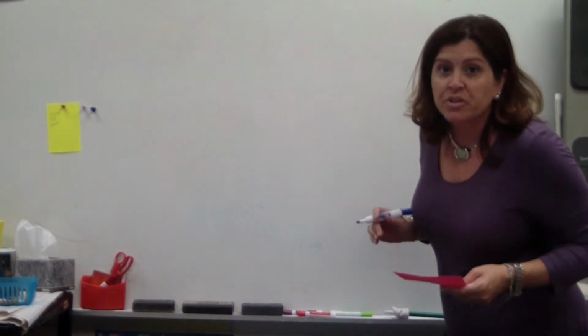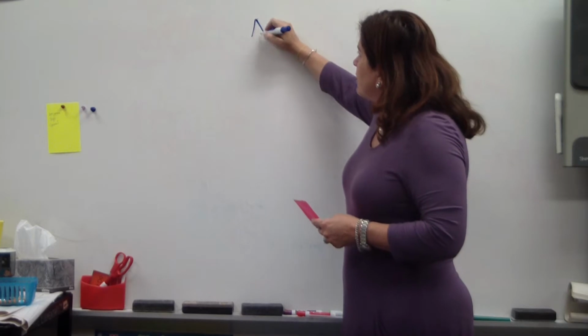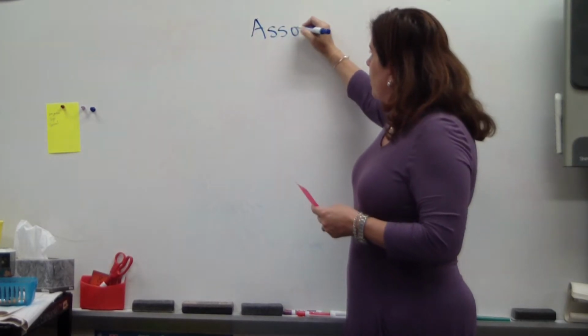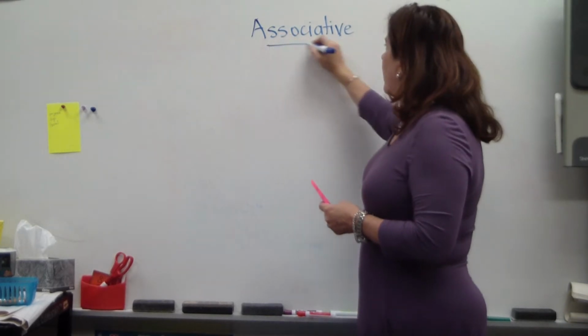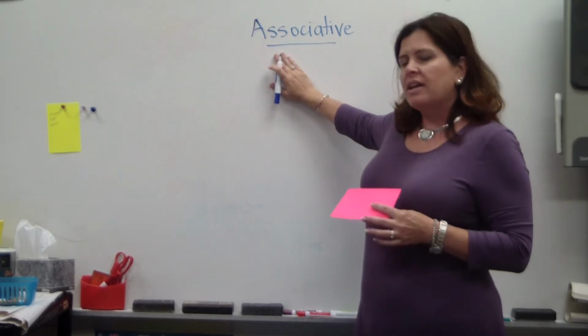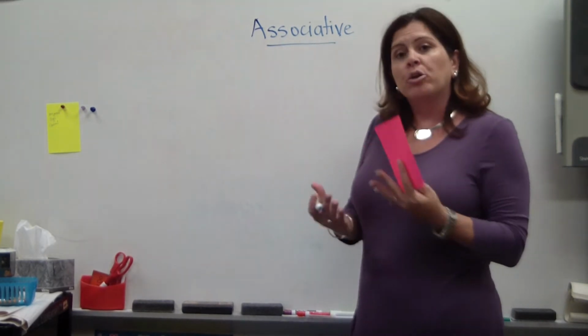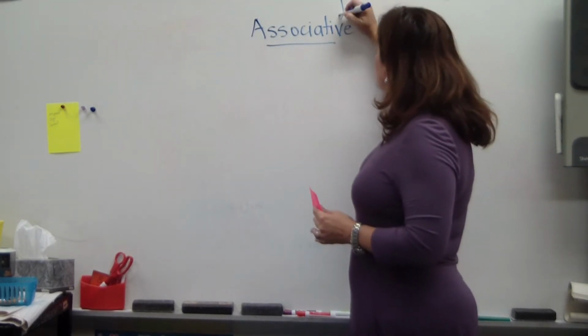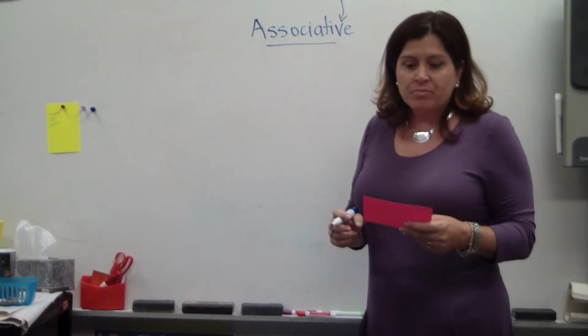Okay, associative property. The associative property is one that you guys remember from the beginning of the year. Remember we talked about the word associate, how when we associate with people, we come together, right? And we come together, we make a group. So when you think of the associative property, I want you to think of a group. We're going to group the numbers, all right?